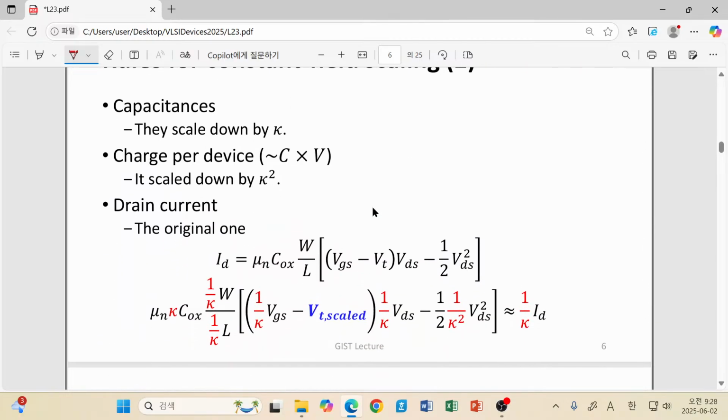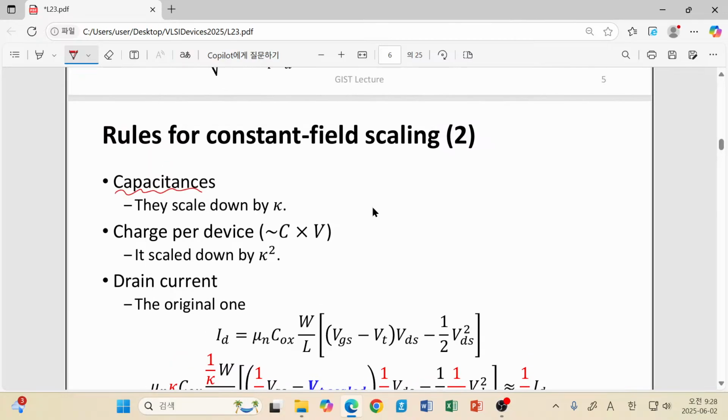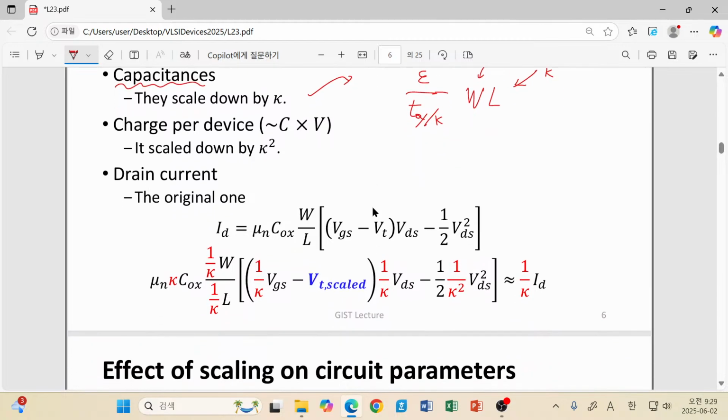And also, how about other parameters like capacitance? Capacitance of a given system is given by epsilon divided by T ox, times W and L. We need this one. However, in this case, the width is reduced by the 1 over kappa factor, and the length is scaled by the 1 over kappa factor, and also T ox is divided by the kappa factor. So we have this kind of scaling rule. Please have a look at them.